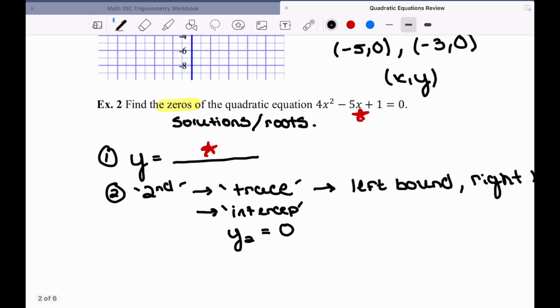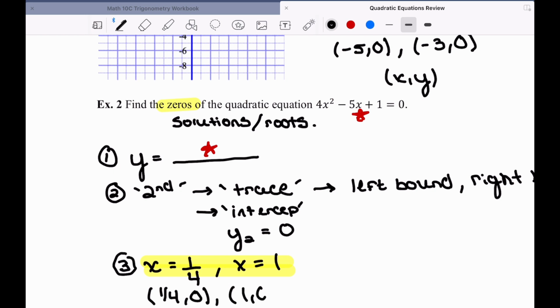So when I do that, the solutions I should get are x is equal to 1/4 and x is equal to 1. Those should be your two zeros, solutions, or roots, whatever you want to use, but based on the problem they asked for the zeros, so we're going to classify them as zeros. And just as above, we could always enter them in point notation. So we could say 1/4 and 0, or 1 and 0, where the 0 is just representing the y value. We're crossing the x-axis at this point.